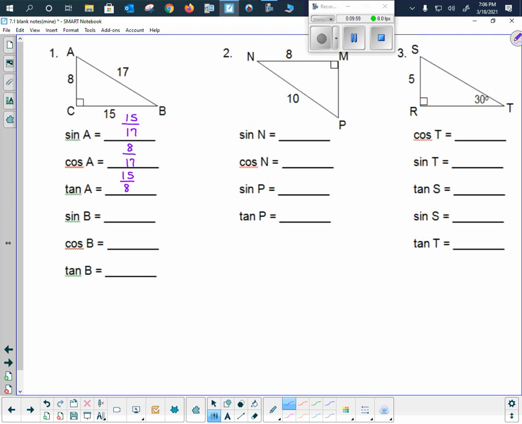So now what's changing? You've got to read these carefully. The next thing says sine of B. That means change your perspective. So stand at B. Why don't you turn it off for a minute and try those last three. Find the sine of B, cosine of B, and tangent of B, and come back and join me.